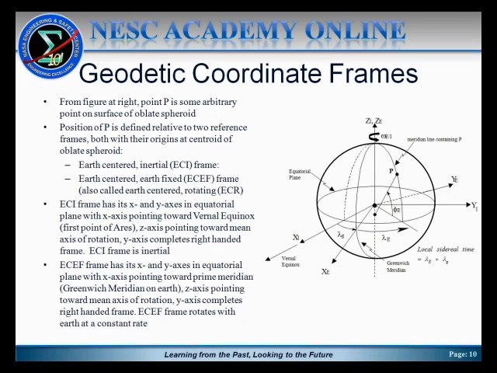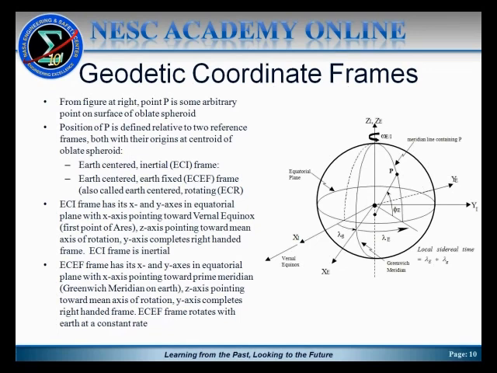One of them is the Earth-centered inertial frame, or ECI frame. The other is the Earth-centered Earth-fixed, or ECEF frame. Some people also call that frame the Earth-centered rotating, or ECR frame. Again, as I described earlier, the ECI frame has its x and y axes in the equatorial plane, with the x-axis pointing towards the vernal equinox, or the first point of the constellation Aries, z pointing towards the mean axis of rotation, and the y-axis completing a right-handed frame. That ECI frame is considered to be inertial for the purposes of applying Newton's laws of motion.